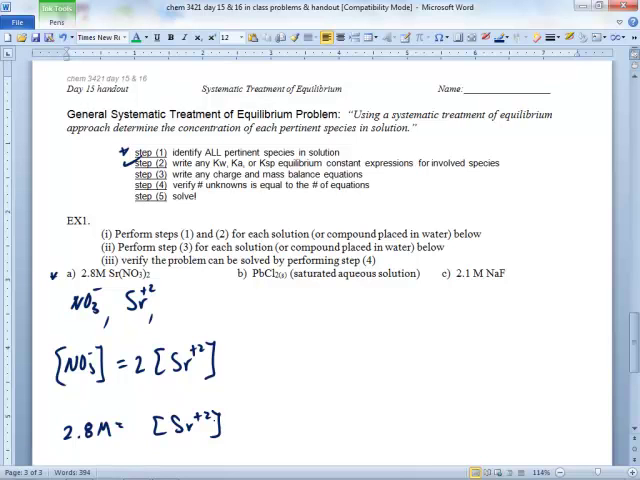Okay, let's try the next one. So we're starting out a lot easier. This is already solved because we already have the answers to the concentration. You know that strontium is going to be 2.8, and then put in 2.8 for strontium, you'll get nitrate. 2.8 times 2. Does that make sense? Is everyone following so far? Make sure you stop me if you don't, right?